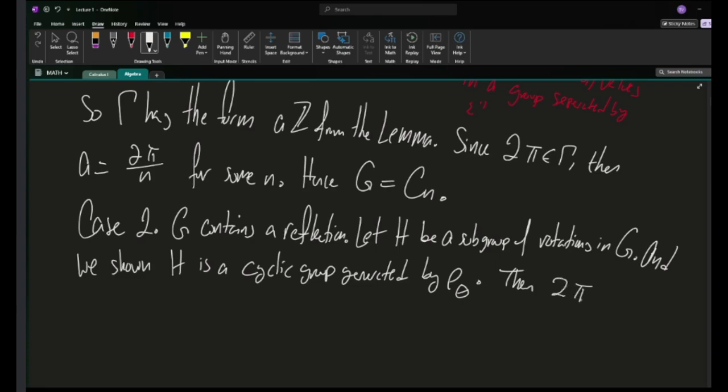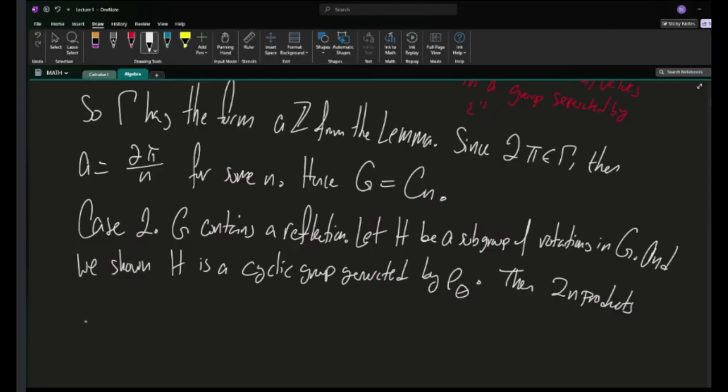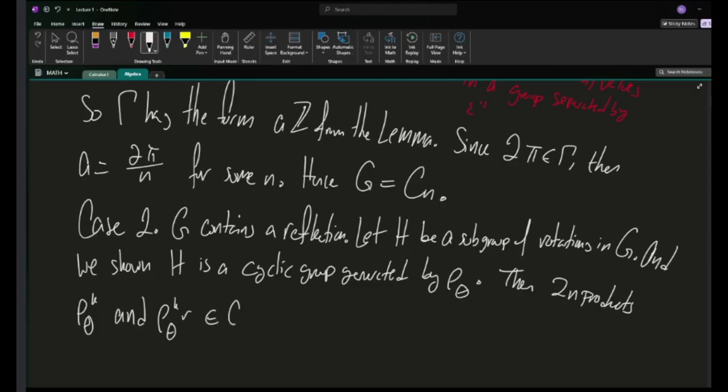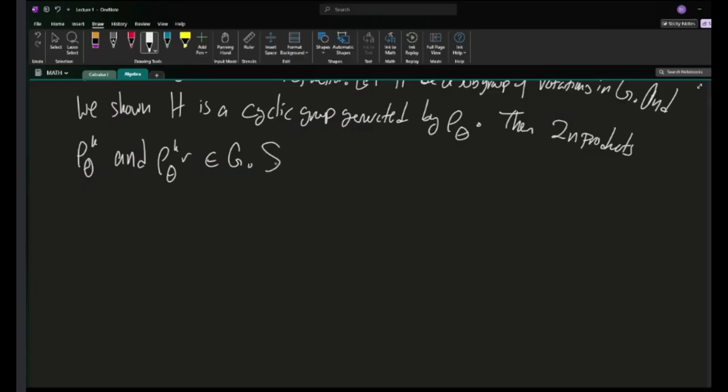Then the products rho of theta to the k, and rho of theta to the k times r, are in G. So G contains the group Dn.